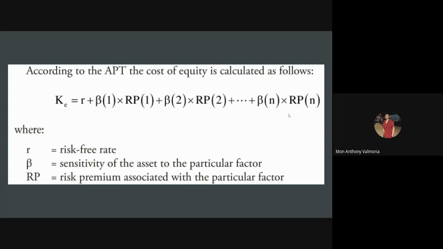According to the APT, the cost of equity is calculated as follows. K sub E is equal to R plus beta 1 times RP1 plus beta 2 times RP2, and so on and so forth, where R is the risk-free rate, beta is the sensitivity of the asset to the particular factor, and RP is the risk premium associated with a particular factor.